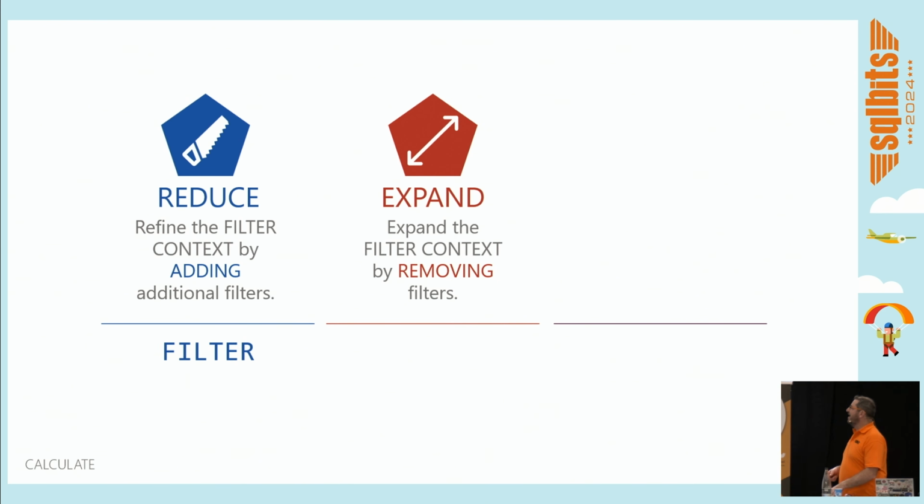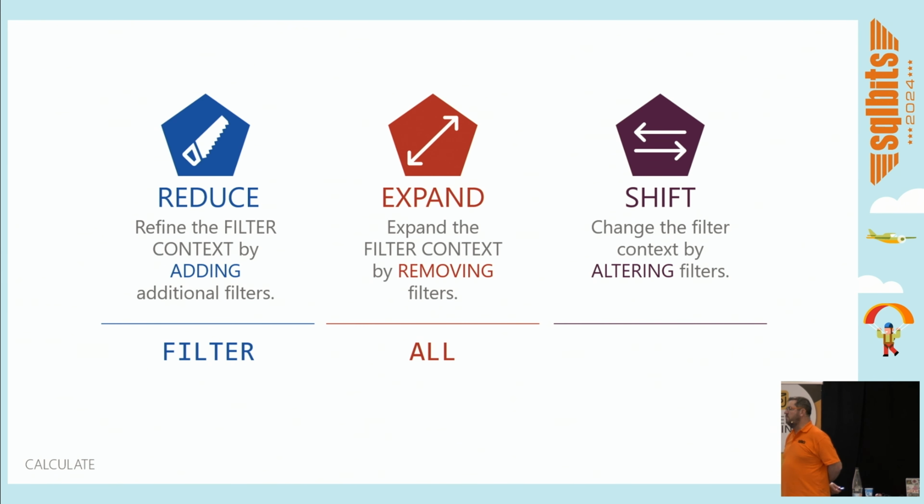We can also expand our filter context by removing some of the filters. So if I want to, for instance, calculate a subtotal or a total and then get a percentage, I need to remove a specific filter, get my whole value, and perform a divide or something to get that. Okay, we'll look at an example there. We use the ALL or the REMOVEFILTERS. There's multiple ways we can do that.